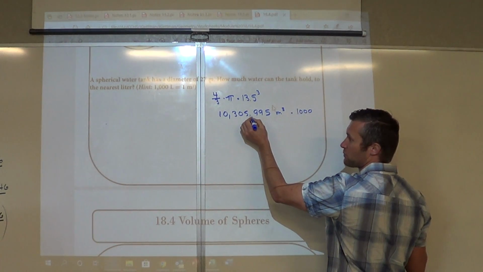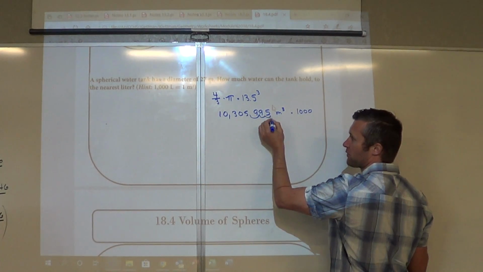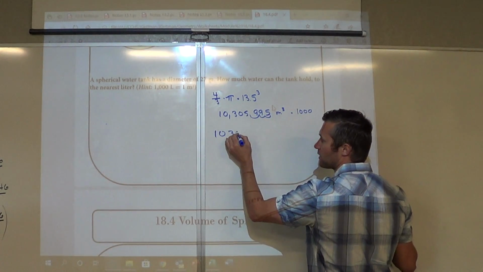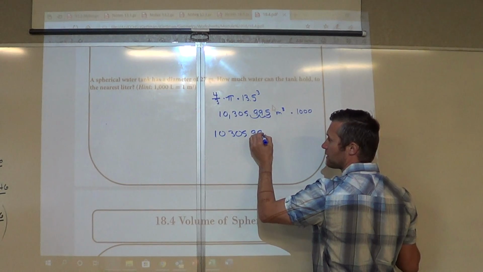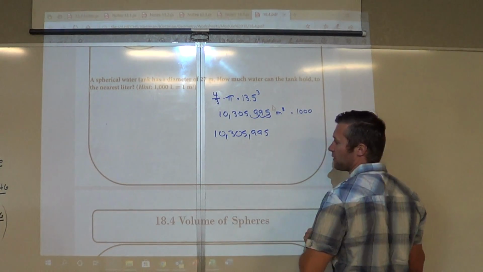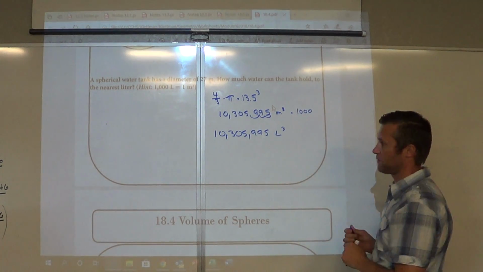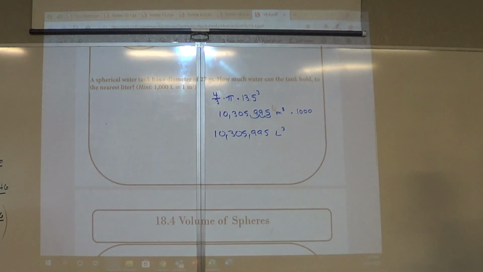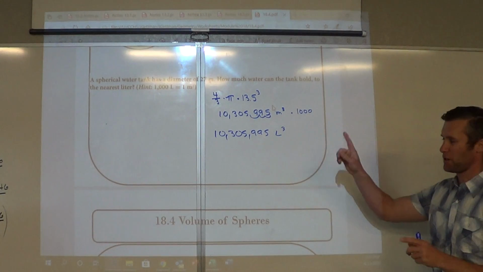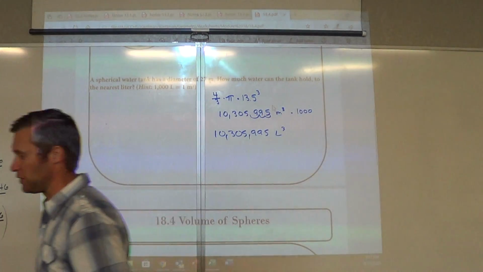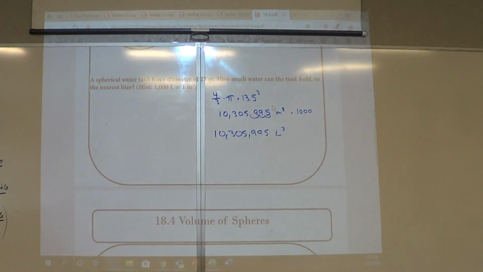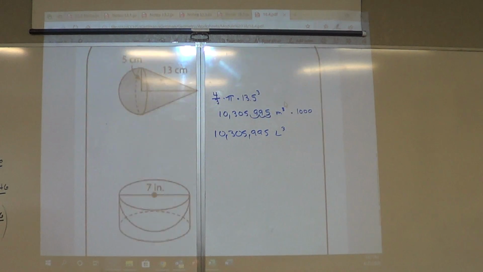Times it by 1,000 just means that we move the decimal over 1, 2, 3. So it'd be 10,305,995 liters. So I just wanted to go through that. Pay attention to what unit they give you as you work through it. Again, we'll look at a composite figure.